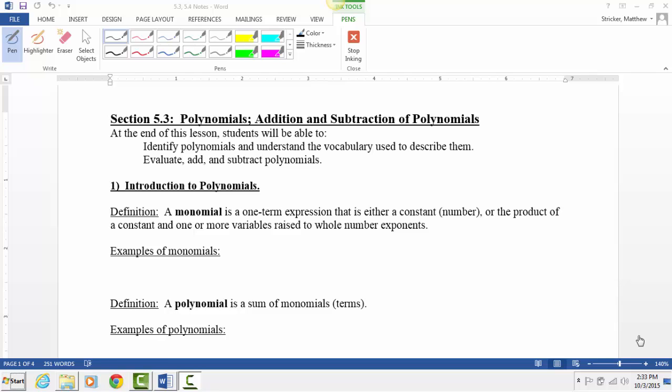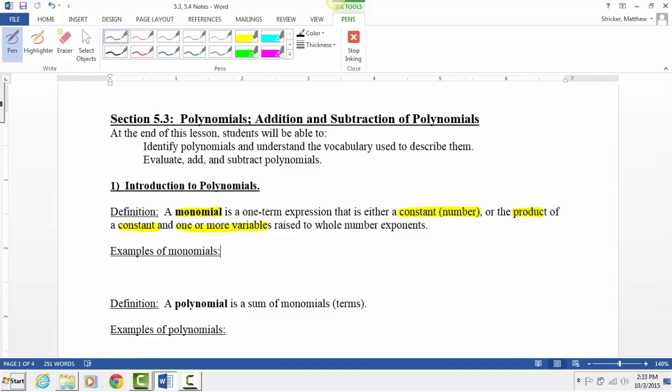So starting off with a definition, the idea of what is a monomial. A monomial is a one-term expression, and it can be either a constant, which is a number, or it can be the product of a variable, or more than one variable, and a constant raised to a power.